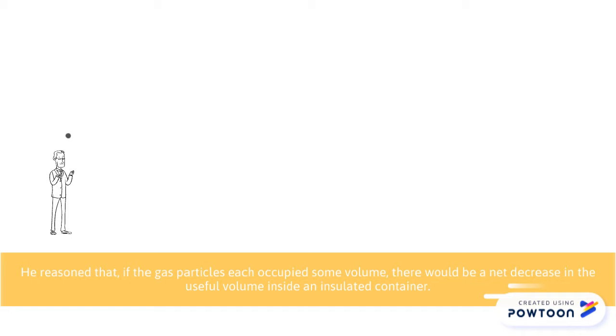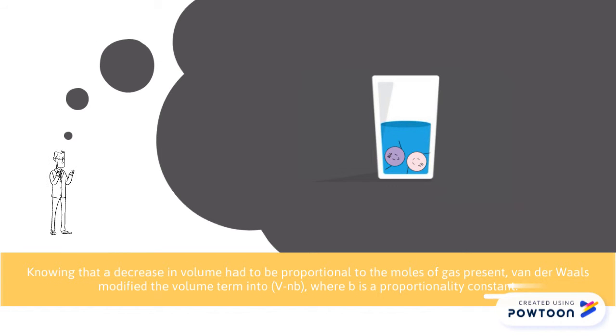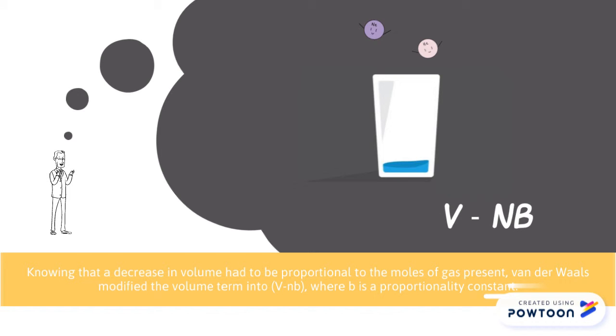He reasoned that if the gas particles each occupied some volume, there would be a net decrease in the useful volume inside an insulated container. Knowing that a decrease in volume had to be proportional to the moles of gas present, van der Waals modified the volume term into V minus nB, where b is a proportionality constant.